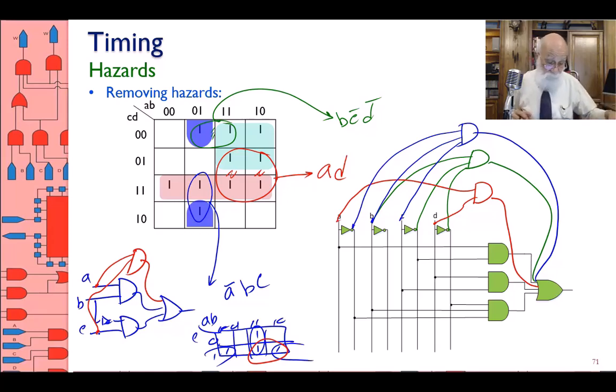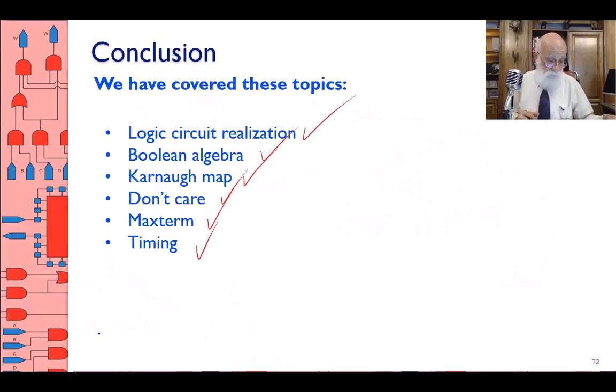All right, we are done with logic optimization, and we have looked at Boolean algebra, Karnaugh maps, minterms, maxterms, and finally utilization of Karnaugh maps in time.